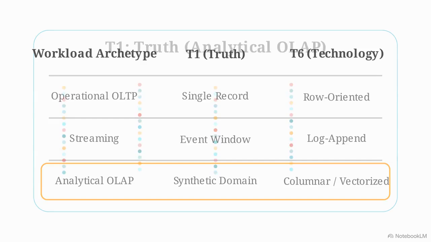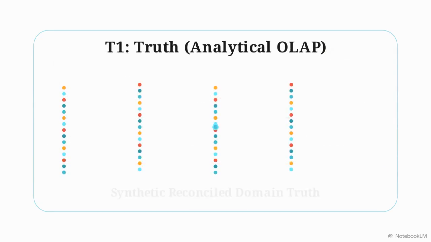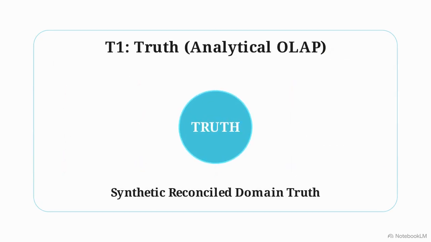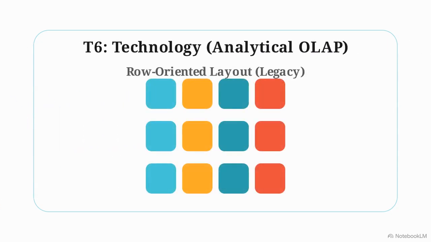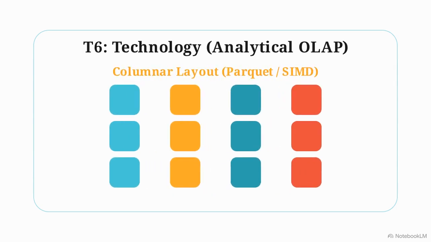Watch the shift to analytical OLAP. Truth becomes a synthetic, reconciled domain truth, built by aggregating millions of rows. This forces the technology layer to vectorized engines and columnar formats. Massive aggregations require layouts like Parquet and SIMD bitpacking, scanning columns instead of individual rows.